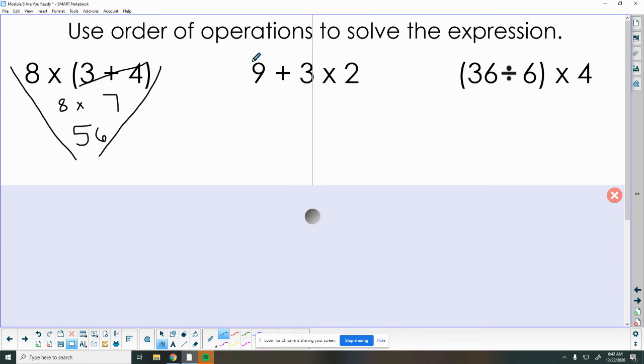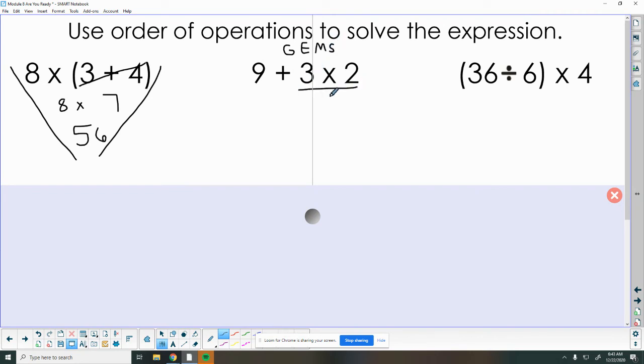So looking here, we have 9 plus 3 times 2. So I don't see any grouping symbols. So what part of this problem do we need to do first? So we need to multiply first because we've got no grouping symbols. We don't have any exponents. Then we're looking for our multiply and divide operations, and then our adding and subtracting.